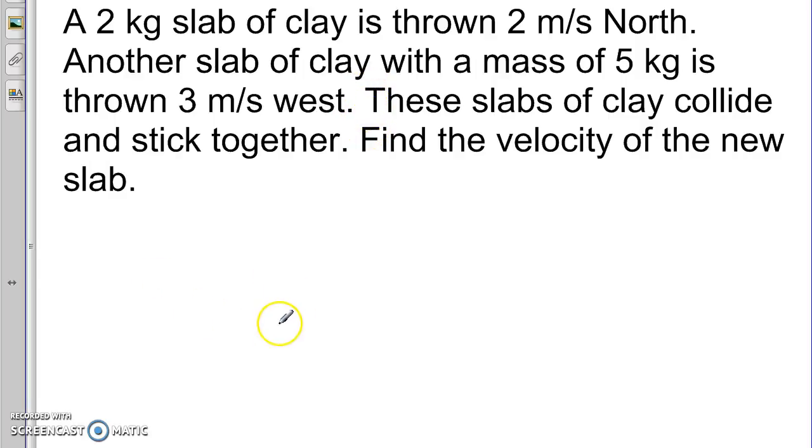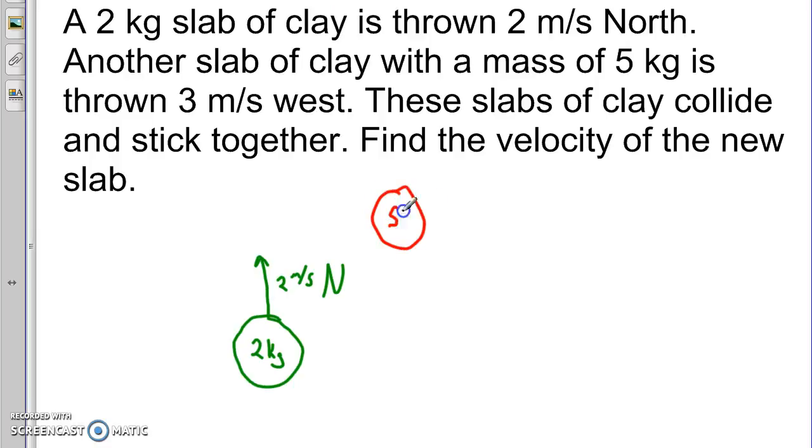Just because there's a lot of information there, this is the best, most efficient way to see it. So you have a 2 kilogram slab of clay going 2 meters per second north. Then there's another one that's 5 kilograms going 3 meters per second west. This one's a little bigger, 5 kilograms, going 3 meters per second west. Now these two different slabs of clay are going to collide together.